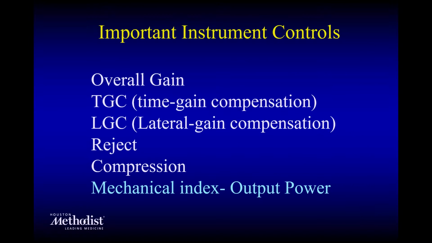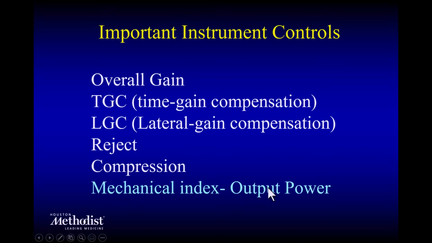So some instrument controls, I think these are important. Overall gain, TGC, which is time gain compensation. Remember, almost everything is time, right? For us to be able to tell how deep a certain structure is, basically how much time did it take from the ultrasound emanating from our transducer, reflecting and then coming back. Reject and compression. So all the other things here are actually post-processing.